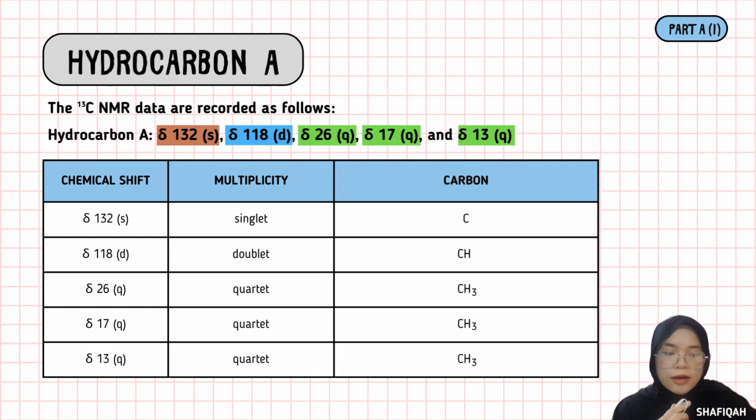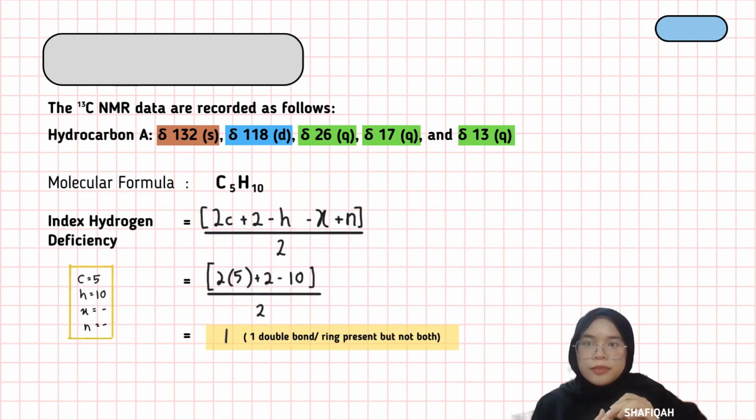In hydrocarbon A, carbon-13 NMR, we see 5 signals with multiplicity of the peaks. One singlet at 132 ppm represents a quaternary carbon, one doublet at 118 ppm shows a methine group, and 3 quartets at 26, 70, and 13 ppm each represent a methyl group. So based on this data, the molecule has 1 quaternary carbon, 1 methine, and 3 methyl groups.